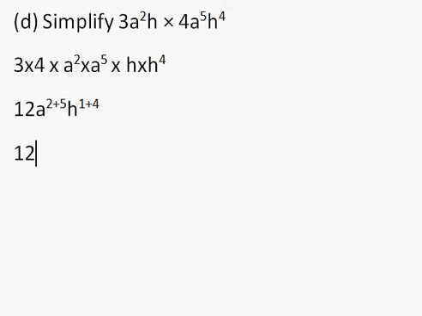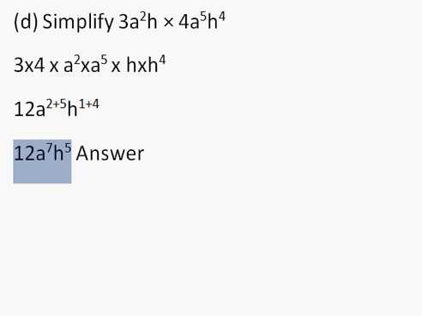So we're left with 12 a to the power of 2 plus 5, which is 7, and h to the power of 1 plus 4, which is h to the power of 5. And that's our final answer. And if you're not too sure about where all that came from, that's because I didn't show every little thing. It would take very long, and I think it might be more confusing. If you're not sure where this came from, you can watch this video again. So my final answer is 12a to the power of 7 h to the power of 5.